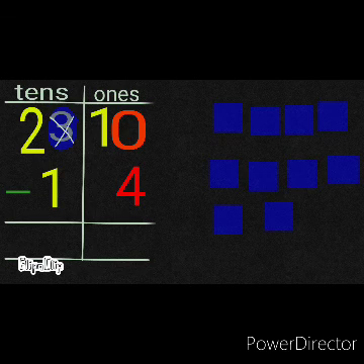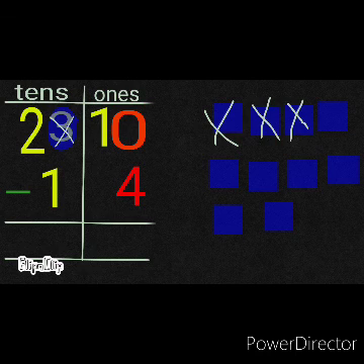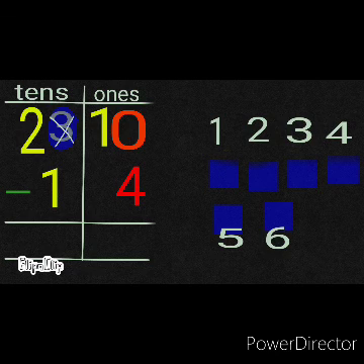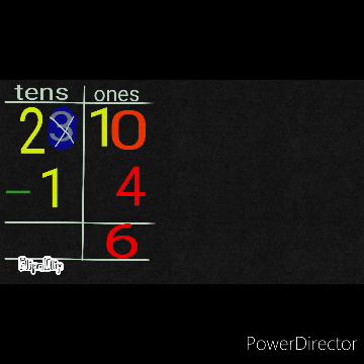So you have 10 blocks. You take 1, 2, 3, 4 blocks. So you only have 1, 2, 3, 4, 5, 6 blocks left. You put the 6 under the ones column. Now the tens column, 2 minus 1. Take away that 1 block, you only have 1 remaining. So that 1 goes under the tens column. The answer is 16.